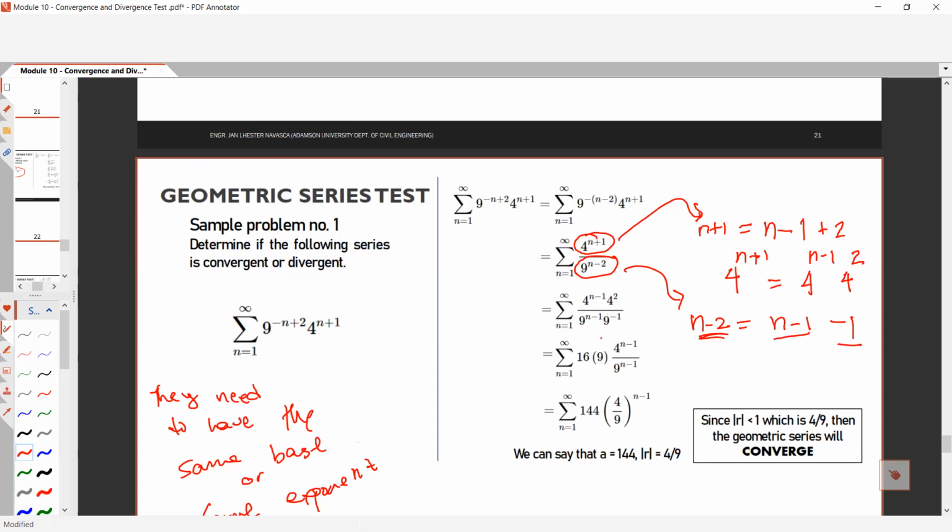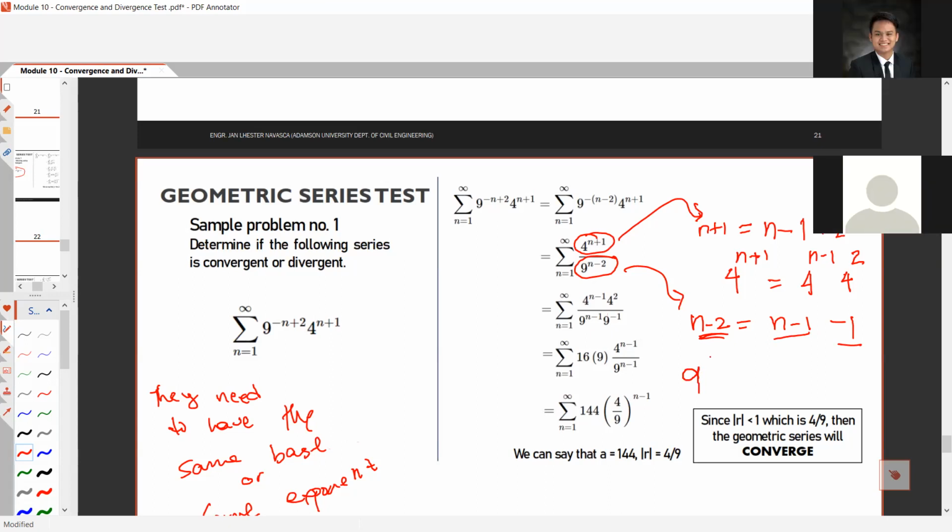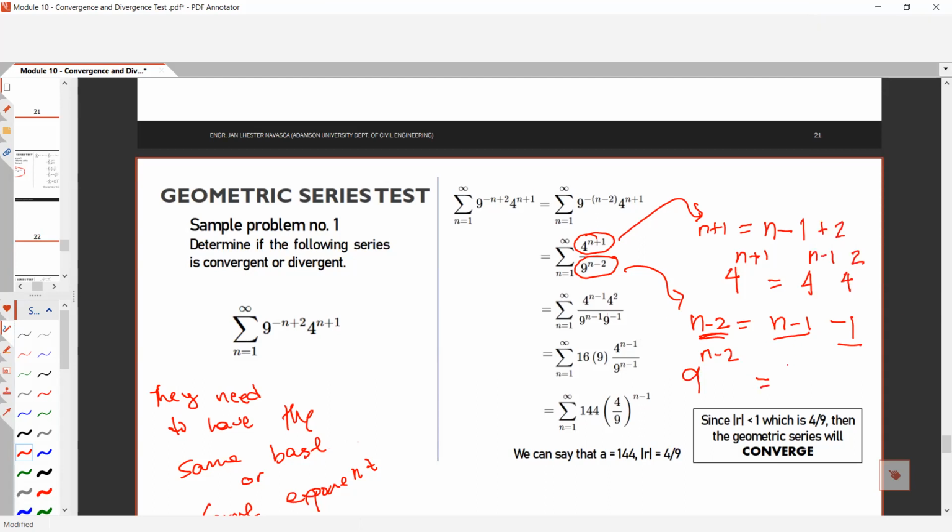So therefore, your 9 raised to n minus 2 will be equal to 9 raised to n minus 1 multiplied by 9 raised to negative 1. Okay? So that is this one. So now you have the same exponent, 4 raised to n minus 1 over 9 raised to n minus 1, this one.